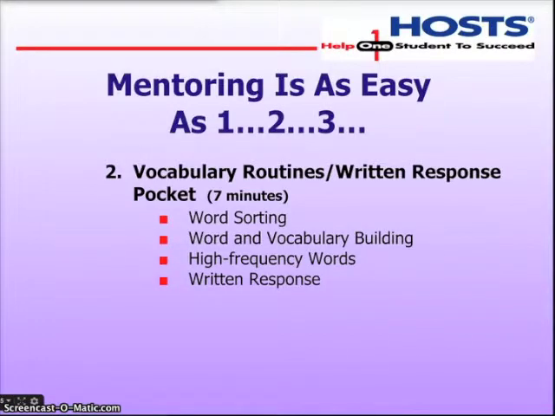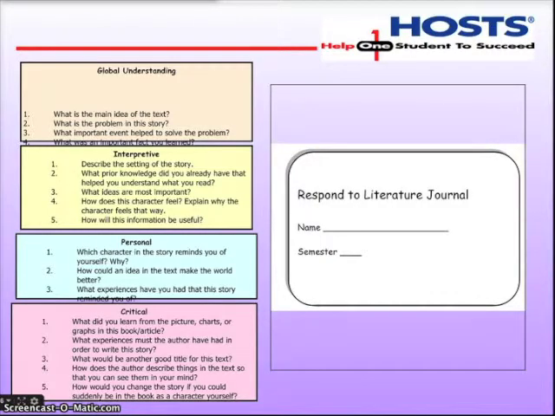In Pocket 2, students work on vocabulary routines or do a written response from their reading. You'll work on this for 7 minutes. The host instructor will let you know when to go on to the next pocket. It's okay if you don't finish the activity in Pocket 2. The student will have a chance to practice that activity at another time. Let's take a closer look at Pocket 2.